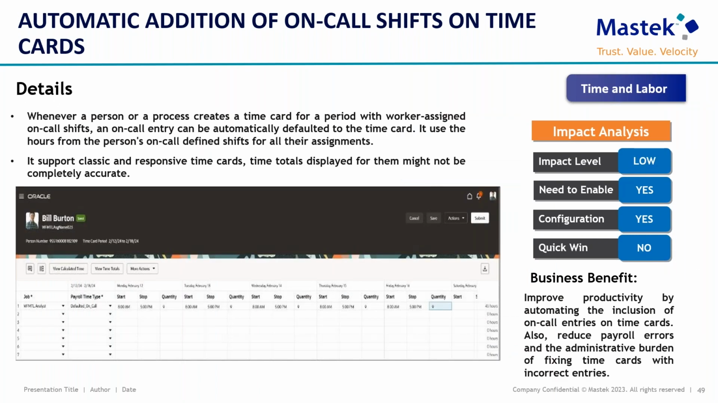Moving on to the next feature, automatic addition of on-call shift on time card. By introducing this feature, Oracle has tried to create an on-call shift and on-call entries automatically. As soon as employee starts the on-call shift, system will automatically create a time card entry of that on-call shift inside the system. So employee did not have to log in and enter the on-call shift details inside the system. So this is to automate a couple of things and reduce the employee's workload.